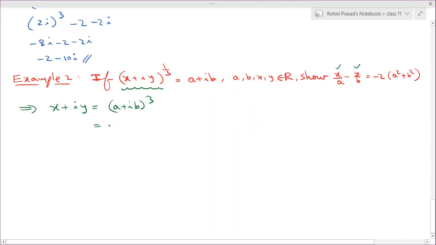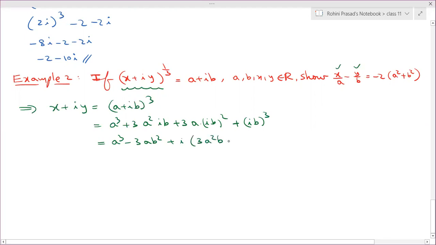And just now we used that formula: the first one cubed plus 3 times the first one squared into the second one, plus 3 times the first one into the second one squared, plus the second one cubed. So this is a cubed minus 3ab squared, and in these two, if you take i common, plus i into 3a squared b minus b cubed.